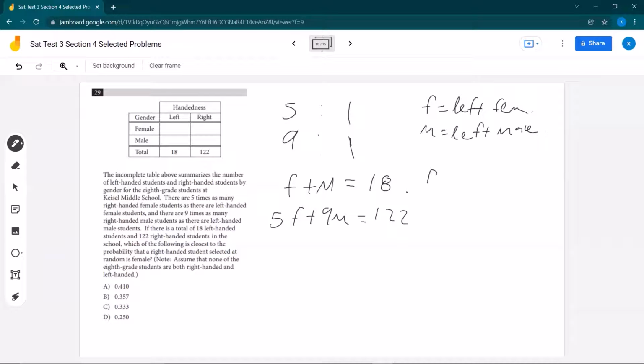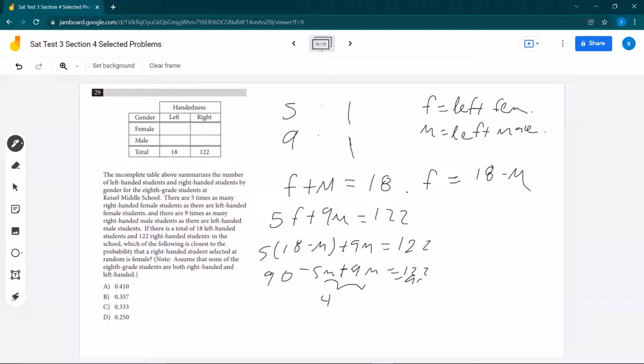So I'm going to use substitution. We'll get F is equal to 18 minus M. So we'll get 5 times 18 minus M plus 9M equals 122. 18 times 5, that's 90. It's minus 5M plus 9M equals 122. It's going to be 4M.